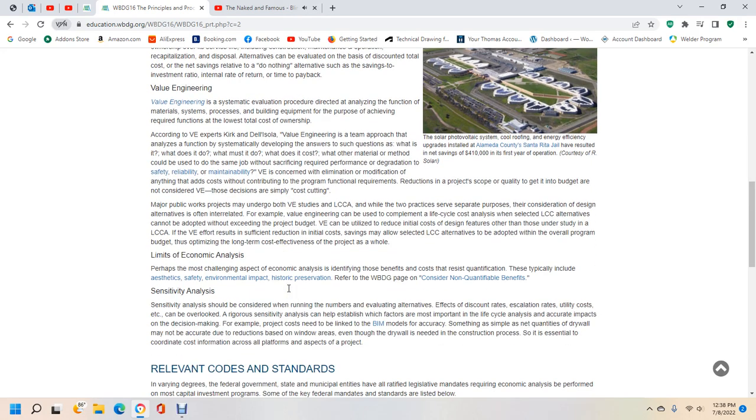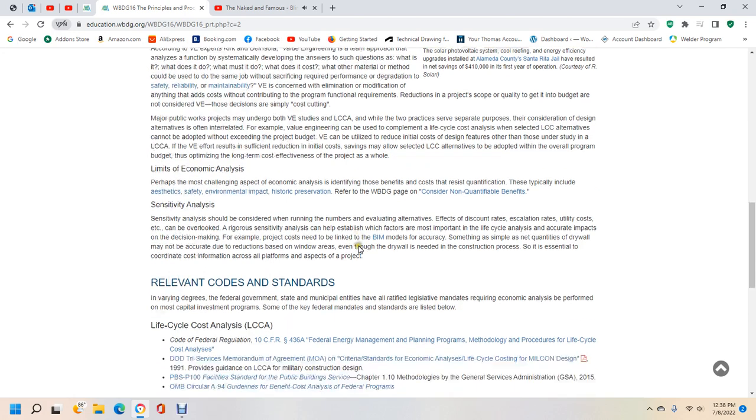Many public works projects may undergo both value engineering and life cycle cost analysis, two practices that serve separate purposes in the consideration of design alternatives but are interrelated. For example, value engineering can be used to complement life cycle cost analysis. A life cycle cost alternative cannot be adopted if it exceeds the project budget. Value engineering can be utilized to reduce the initial cost of design features other than those under study in the life cycle cost analysis. Sufficient reduction in initial cost can allow life cycle cost alternatives to be adopted within the overall program budget, optimizing long-term cost effectiveness for the project as a whole.